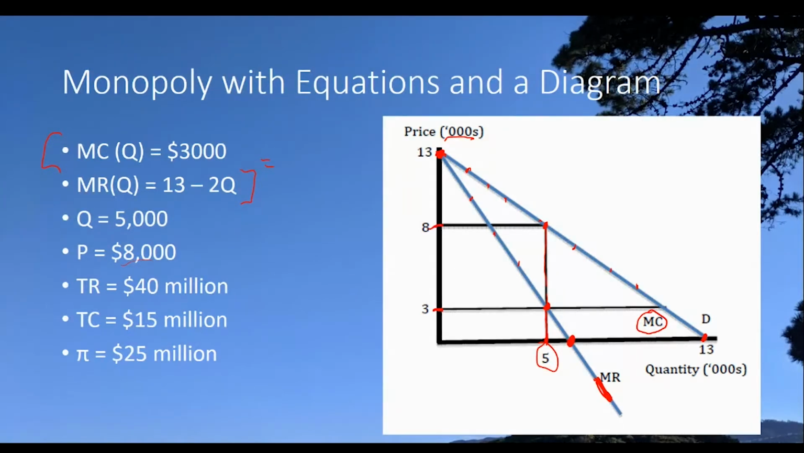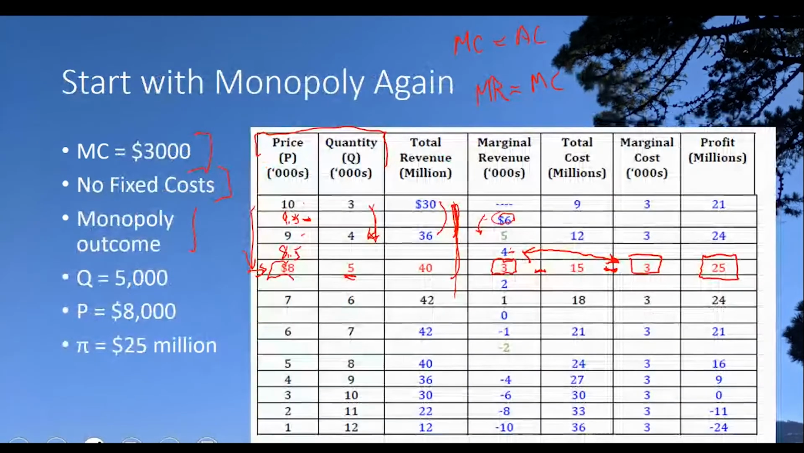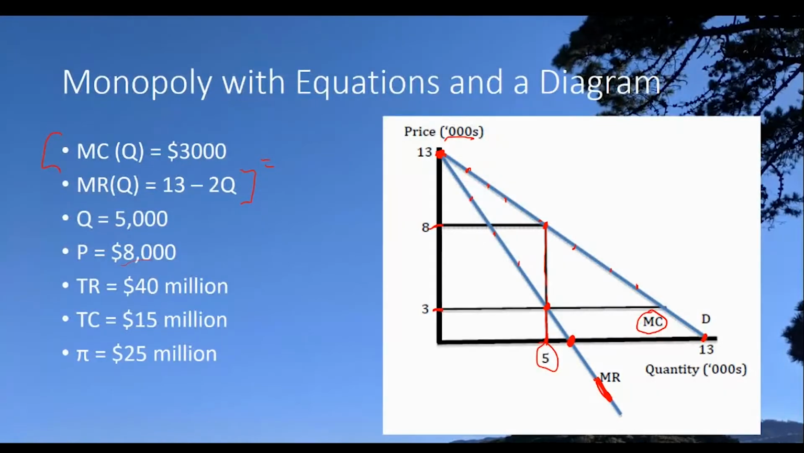Okay. Now, we can calculate, as we have done in the table before, the total cost and the total revenue. Total revenue is going to be equal to the price times the quantity. So 8 times 5 works out to be $40 million. Total cost is going to be equal to the quantity times the marginal cost. This is marginal cost times quantity at the equilibrium. And the marginal cost is $3,000. The quantity is 5,000. 5 times 3 is 15. Because they're both in thousands, we're going to end up with $15 million as the total cost. Okay, and then that gives us total profit, which is equal to total revenue minus total cost. Just take the difference between those two, and that's where we get the $25 million.